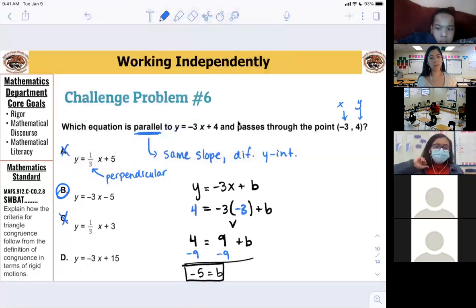Questions on this kind of problem? Those of you who weren't sure how to find the y-intercept, would you like me to do it again? Because there's a similar problem coming up, but do you have any questions on that right now? All right.